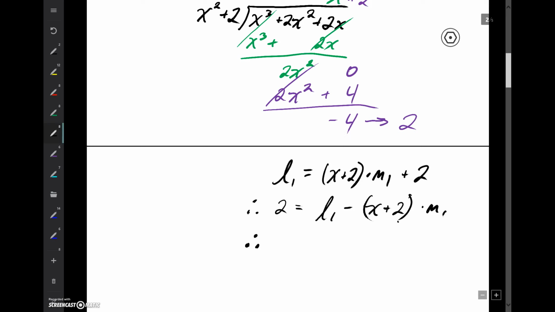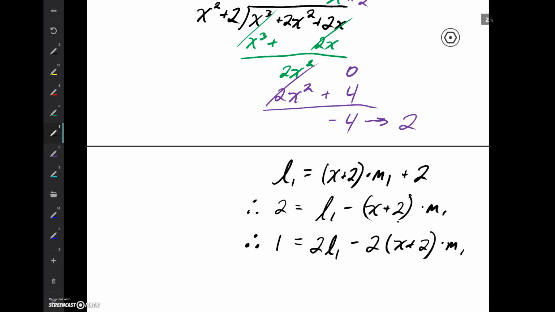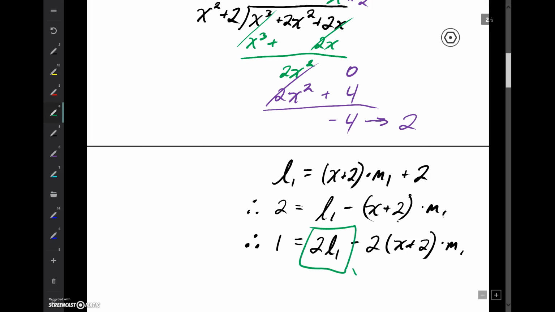So we're going to multiply everything by 2. This gives us 1 here. It'll be 2 times L1 minus 2x plus 2 times m1. Now, the whole m1, anything in front of m1, doesn't matter. What we're looking for is whatever's with the L1. So whatever this is is going to be our H1.